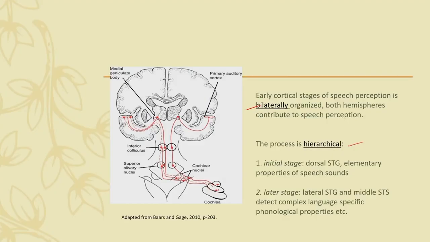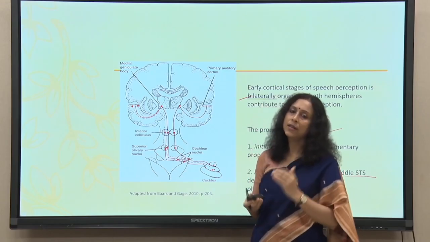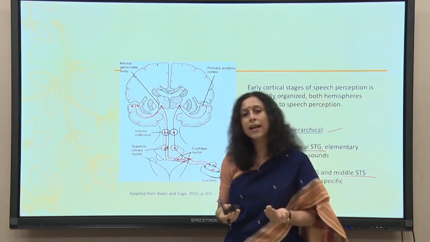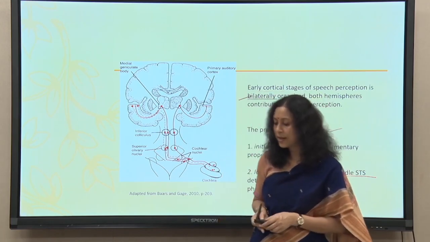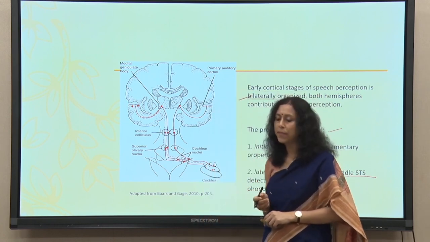And then the process is also hierarchical. There are stages. In the first stage, the dorsal STG, that is the superior temporal gyrus, processes the elementary properties of speech sounds, and then in the later stage, the lateral superior temporal gyrus and middle superior temporal sulcus process the complex language-specific phonological properties. So, there is a hierarchy of function depending on what the process is and where it is processed. There are different areas responsible for different functions and processes in that pathway.